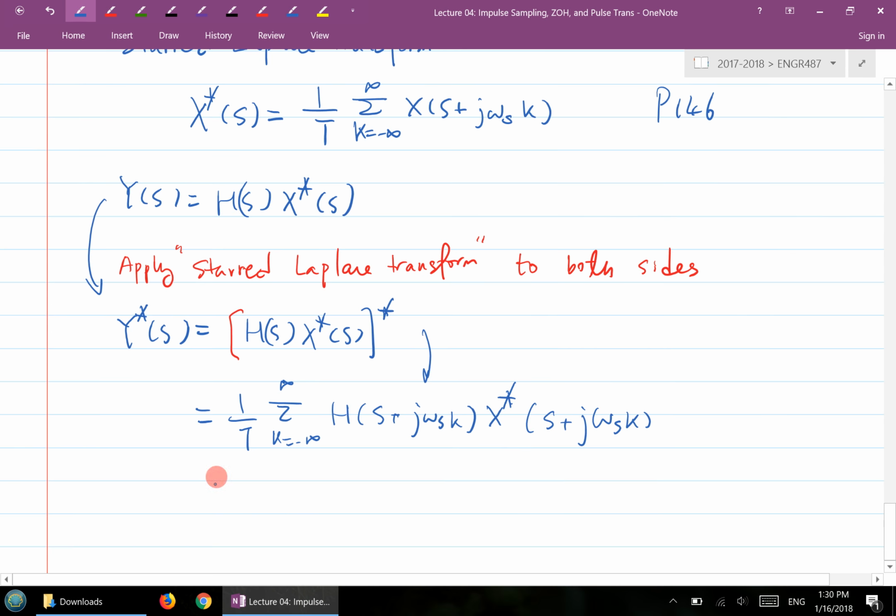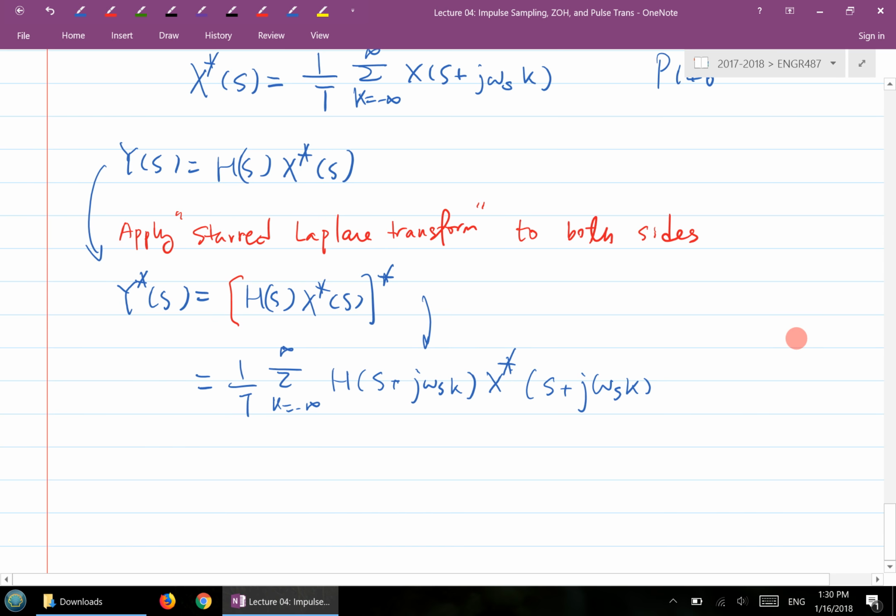So from here, we're now going to move forward by stating another property. Before we move forward, let me list a property here. The property to list is that your x star of s is periodic. This x star of s is a periodic function.